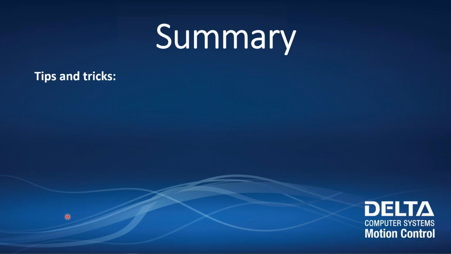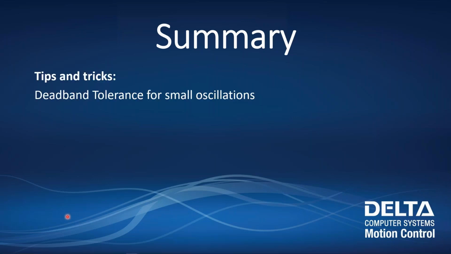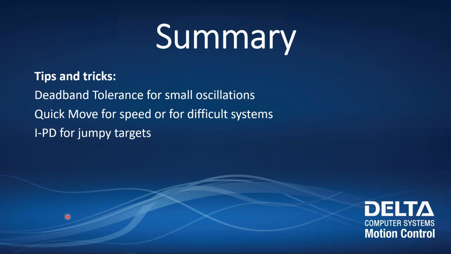So that's about it for today. We've looked at a few tips and tricks: deadband tolerance for small oscillations, quick move for speed or for difficult systems, I-PD for jumpy targets, and gain scheduling for varying gains. If you have any questions, now is a very good time to enter those into your chat, and I can see them here and we can try to answer them.